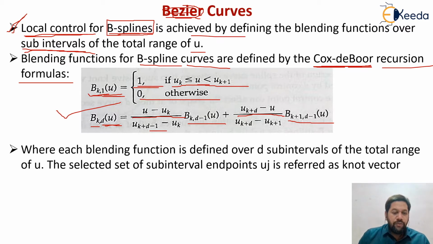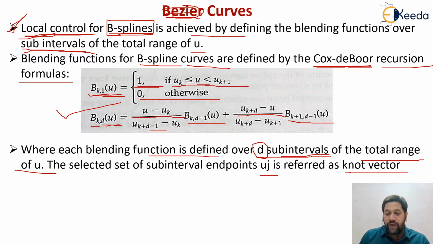Now each blending function is defined over d subintervals, as I have explained here. Here d is the local control, and it defines the d subintervals of the total range of u. So that is what we have achieved. The minimum number of subintervals will be 2 and the maximum will be n plus 1. The selected set of subinterval endpoints u_j is referred to as the knot vector.